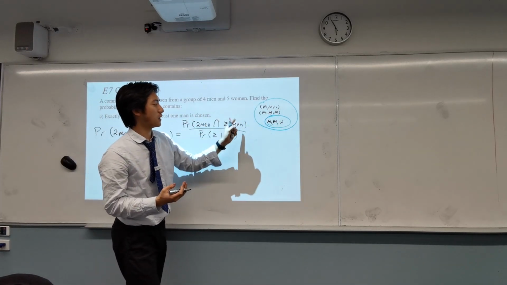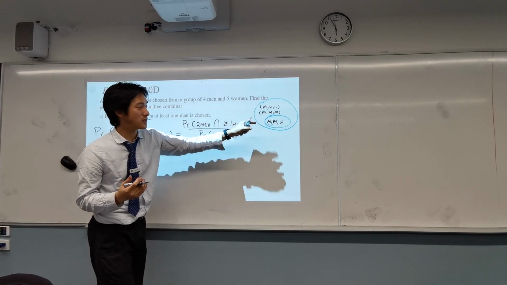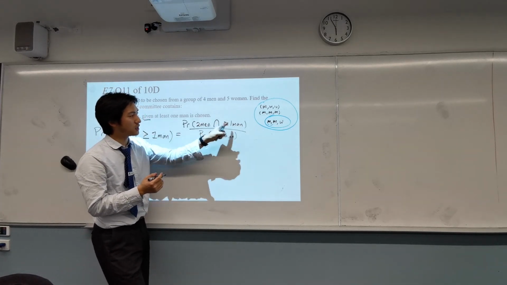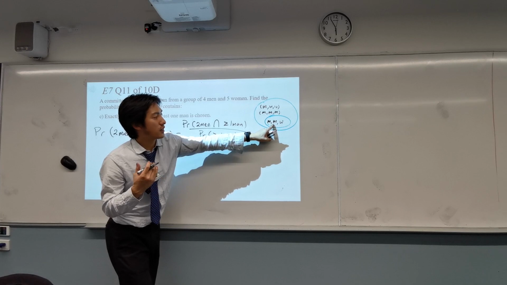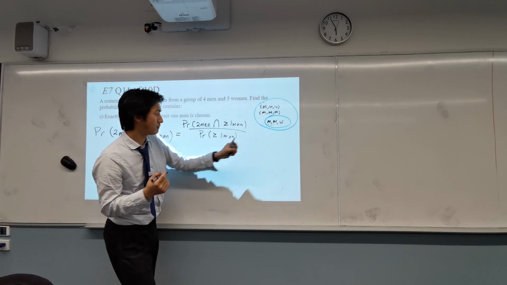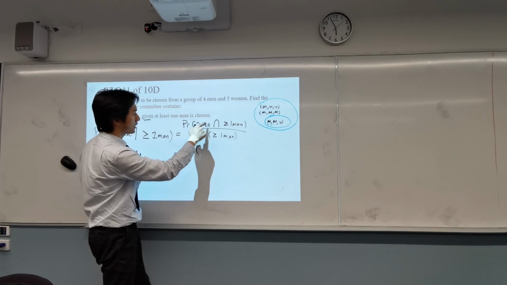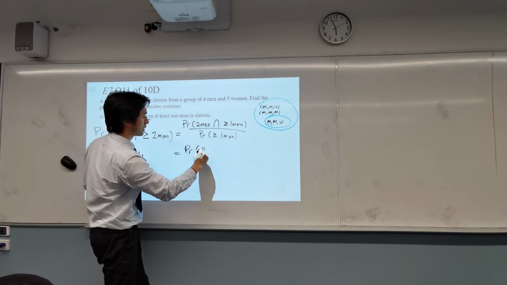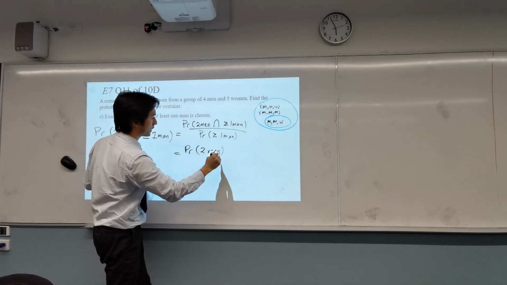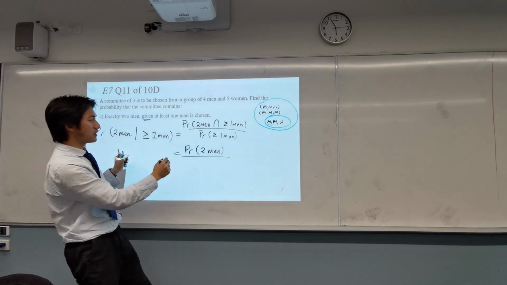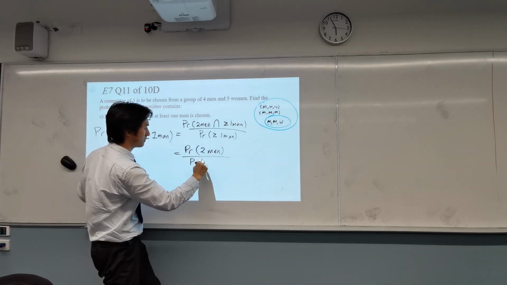The inner set represents exactly 2 men. The outer set represents at least 1 man. So there's a subset going on, which means the intersection is just the case where you get 2 men. So let's rewrite it. Because it's a subset, this numerator becomes just the probability where you select 2 men. And the denominator doesn't change.